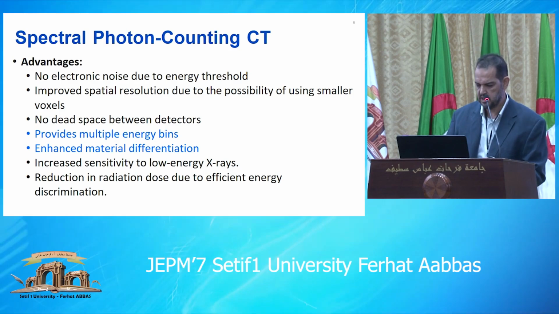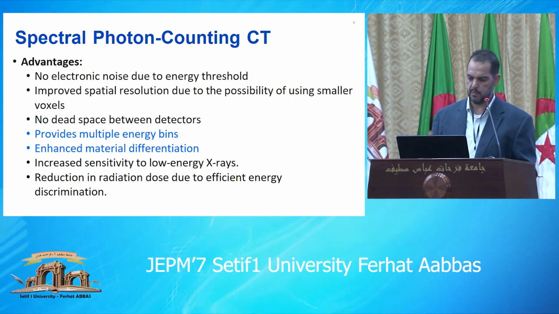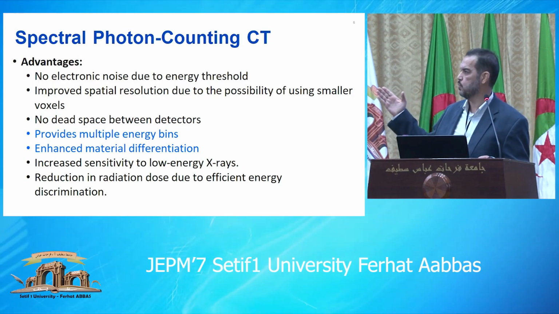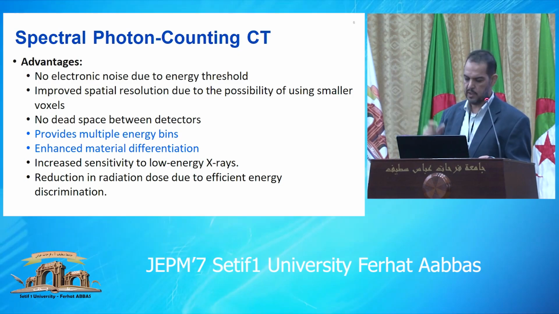So there are many advantages. Because you can set a threshold, you avoid the electronic noise. For example, you set your threshold above the electronic noise. We achieve a better spatial resolution than conventional CTs. As you have seen, the detectors are quite small, about 110 micrometers. They provide multiple energy detection, so from the same scan, you can generate images that correspond to different energy windows.